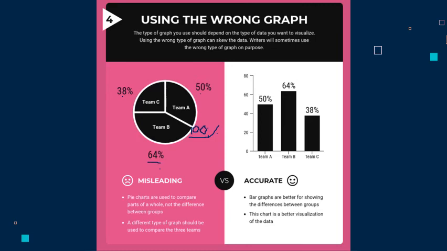Now we want to keep these numbers 64, 50, and 38. So a better way, a more accurate way to show them, would be to use a column graph like this one here.